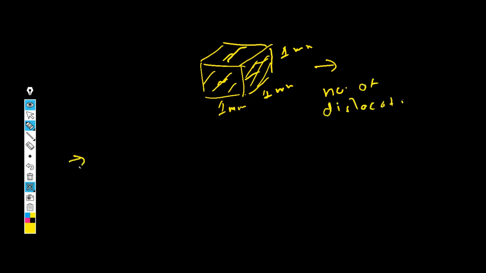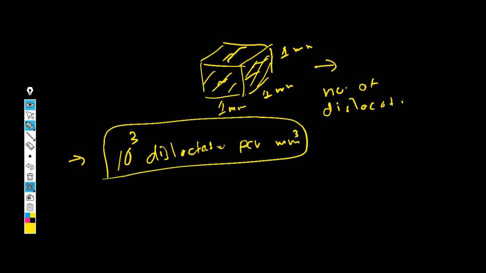You can say this is, for example, 10 power 3 dislocations per millimeter cube. This is a density. So this is the density present in this material. For example, this is a demonstrative example. I have 1,000 dislocations per millimeter cube in this material.